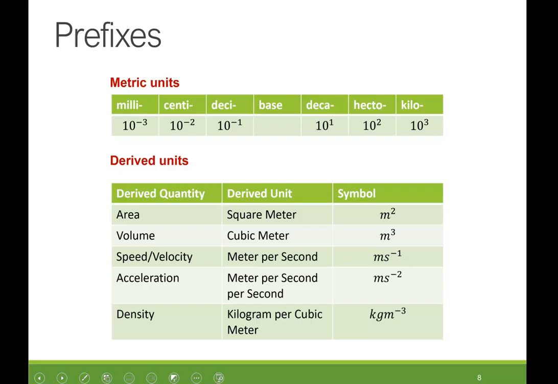The thing that we do need to be a little bit careful about are some of these derived units when we want to do a unit conversion. So if I want to go from square meters to square centimeters, or cubic meters to cubic centimeters, there we have to be a little bit careful. We'll do an example in a second.